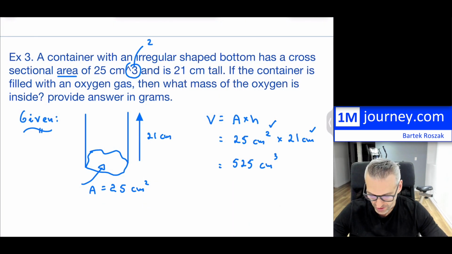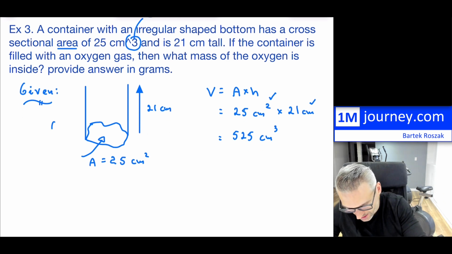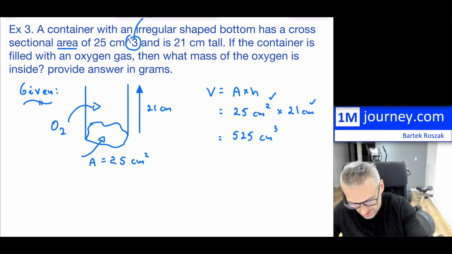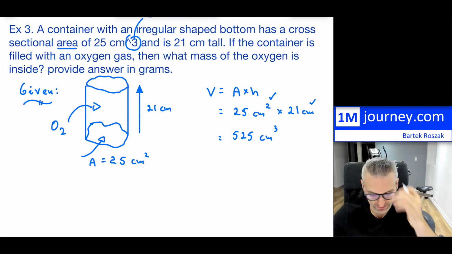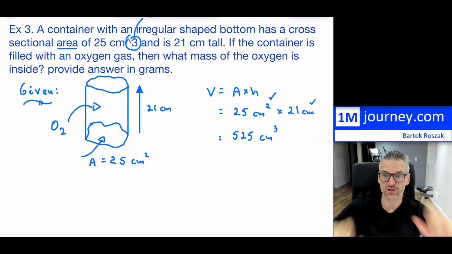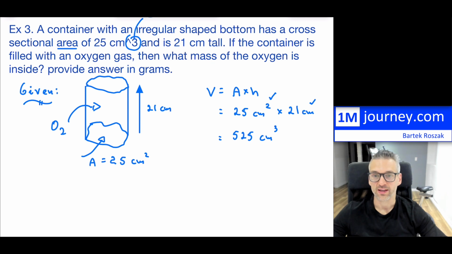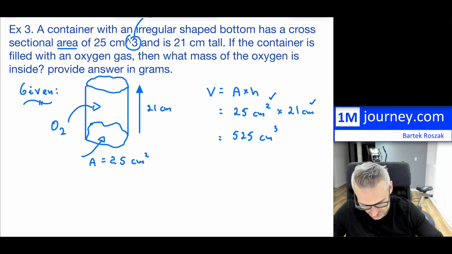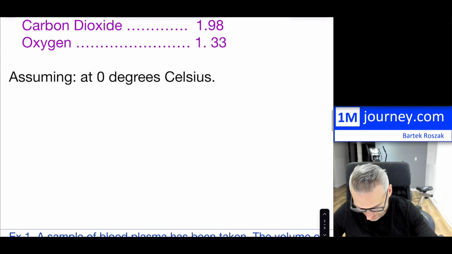If the container is filled with oxygen gas, so we have oxygen inside, and let's assume that this shape would have been the same up top as well, and we're assuming that it's closed in because if it's open, the gas will escape. Then what mass of the oxygen is inside? So provide the answer in grams. Okay, so we can certainly do that. Now, I hope that I have oxygen as a gas.